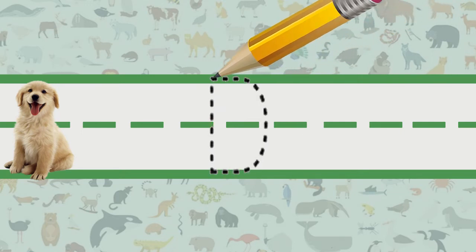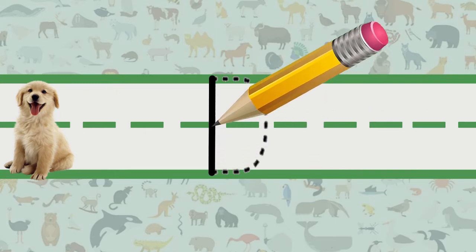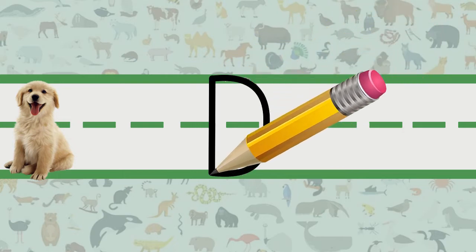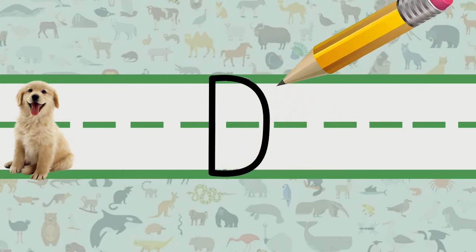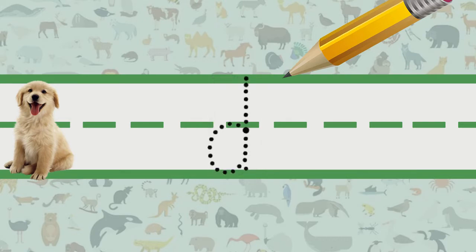Start at the top and draw a straight line down to the bottom. Then go back to the top and draw a curved line down to the bottom. Good job! Now let's write lowercase d, or small d.